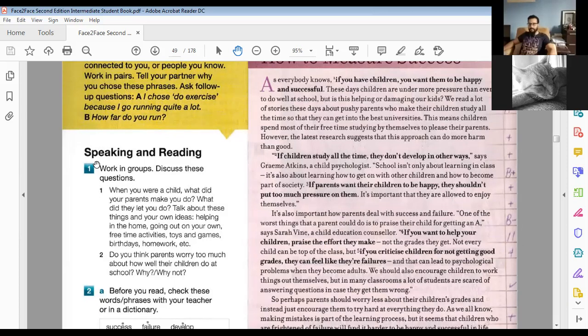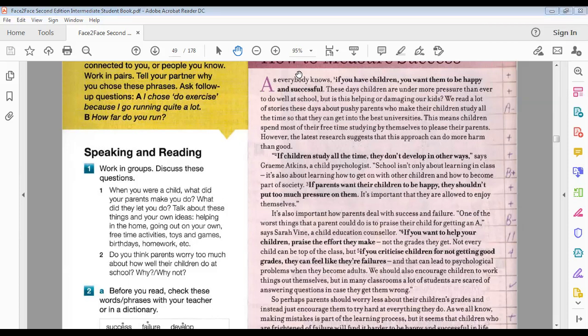If you want to help your children, praise the effort they make. No modal verb. Correct. No modal verbs here. You're right. If you criticize children for not getting good grades, okay, they can feel like they are failures. This is the same? Are you sure? If you take a closer look, maybe you can find the modal verb here. Can you find it?